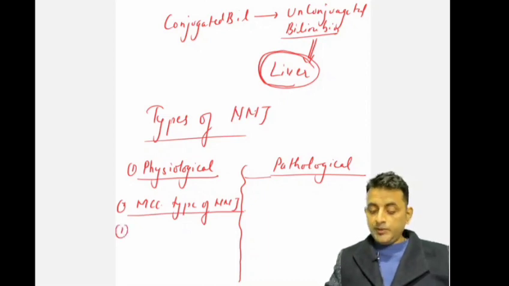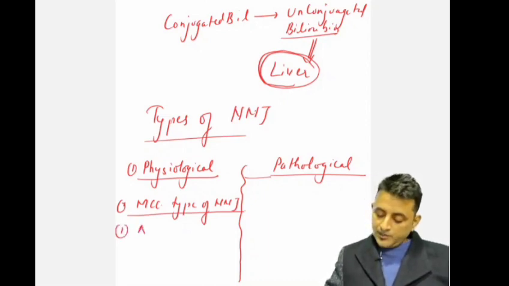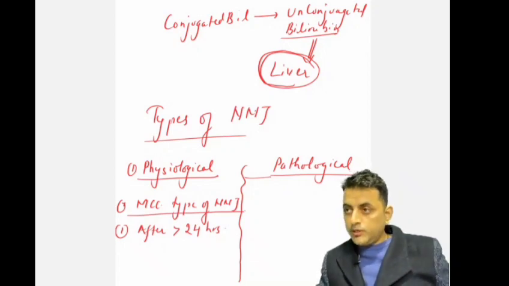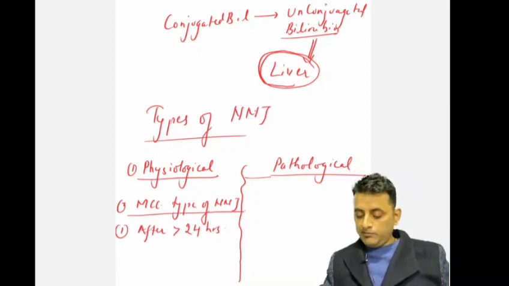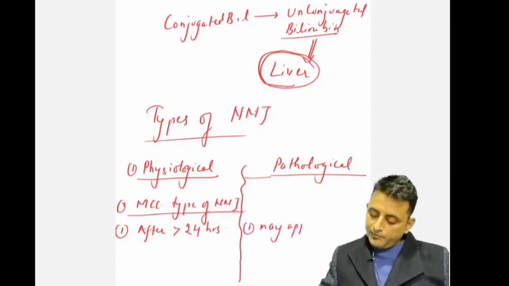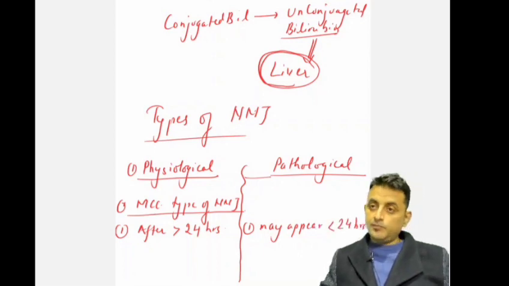So when does it appear? It appears after 24 hours. Okay, any jaundice which appears within 24 hours can never be physiological. You should know that. Whereas pathological jaundice may appear in less than 24 hours. Okay.